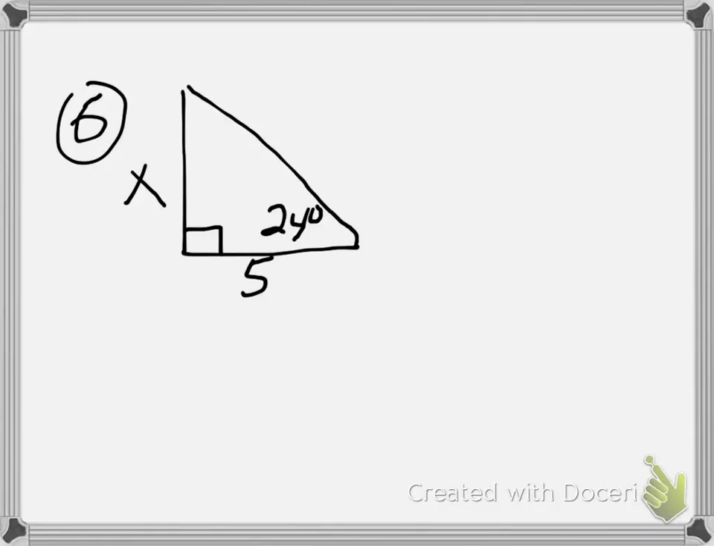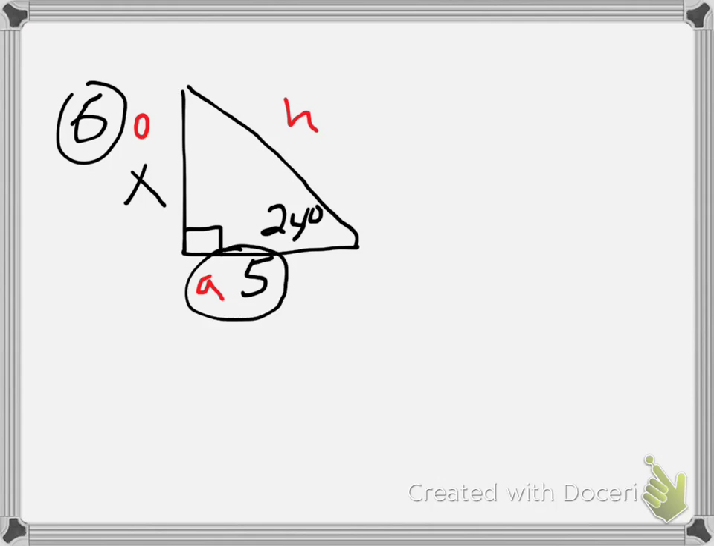This video is going to cover questions 6 through 10 on the test review. Okay, so the first four are regular trig problems. The first thing you want to do is label your sides, your opposite, hypotenuse, and adjacent. And then remember, that's going to tell you which trig function you're using.